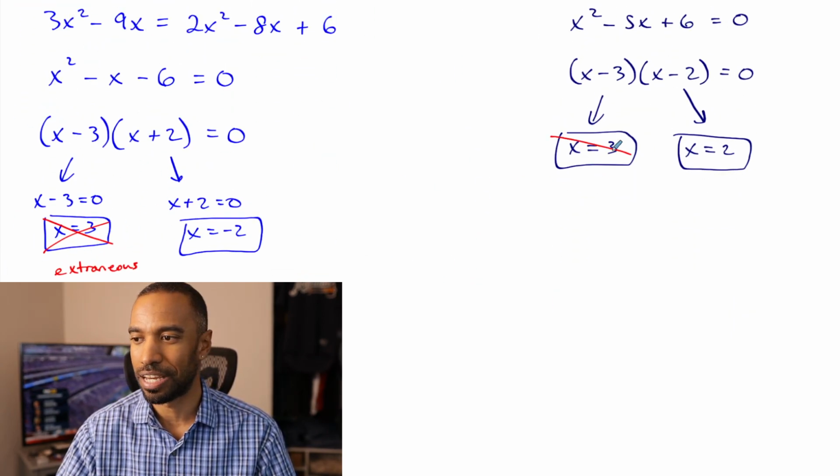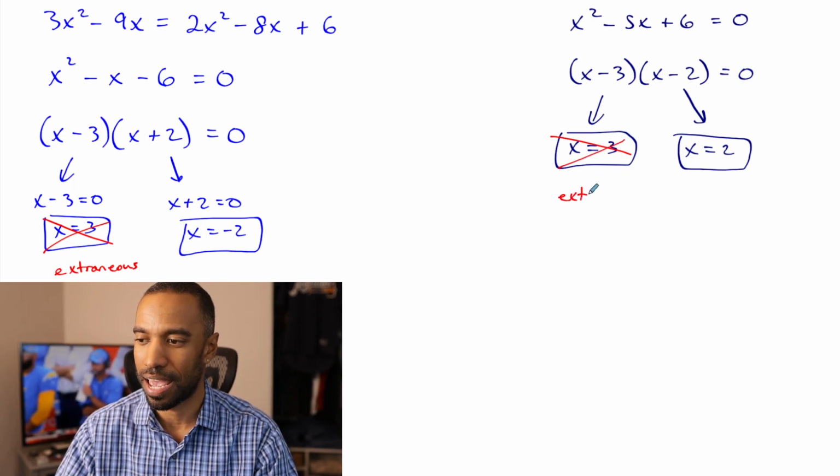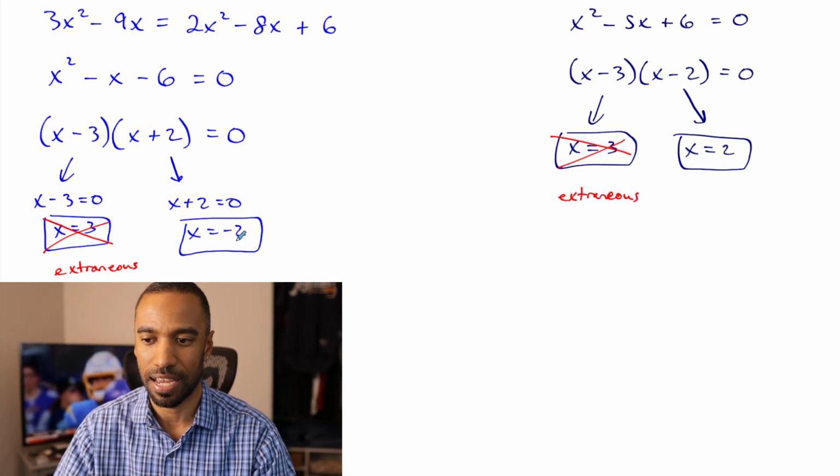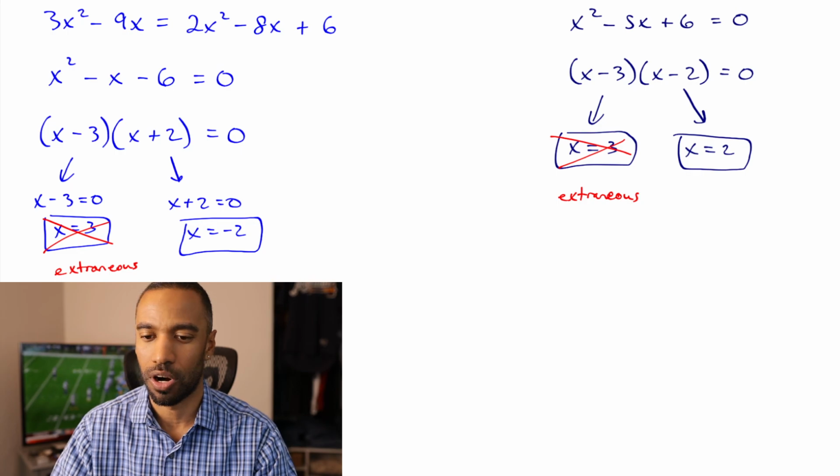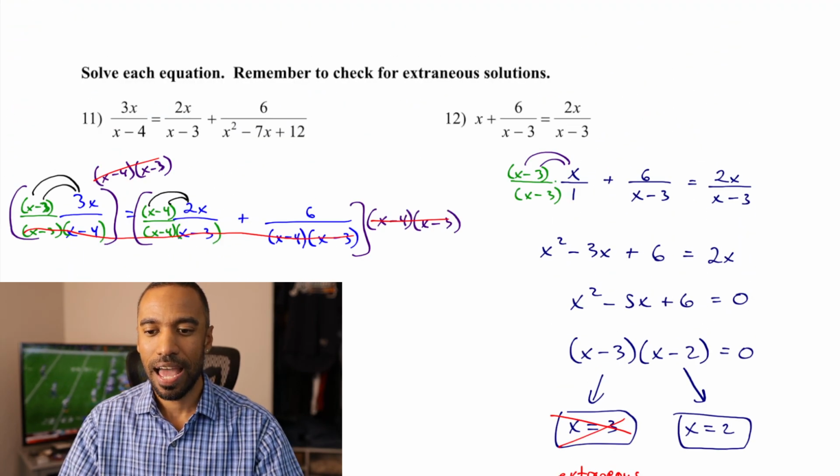X equaled 3 right here? Nope. X equaled 3 right here? Nope. Once again, not extraneous, but extraneous. That is an extraneous solution. X equals 2 is just fine. X equals negative 2 here was just fine. Those are our solutions. And that is it, guys.